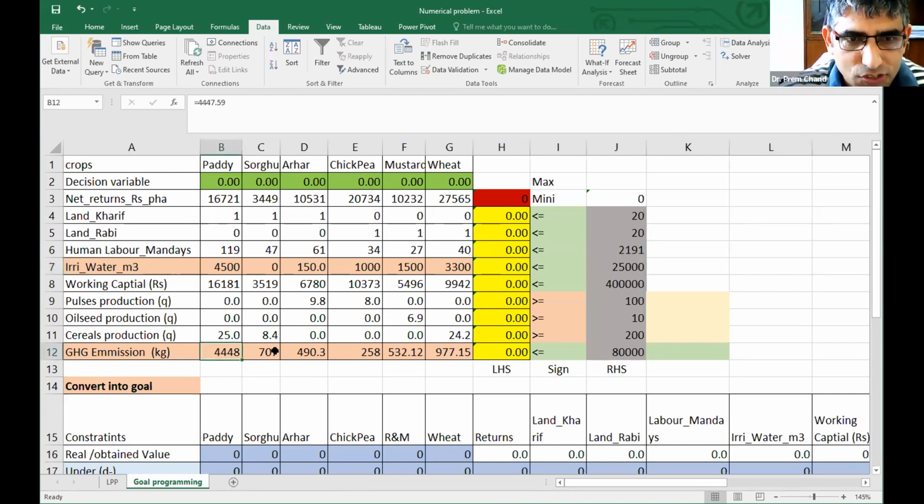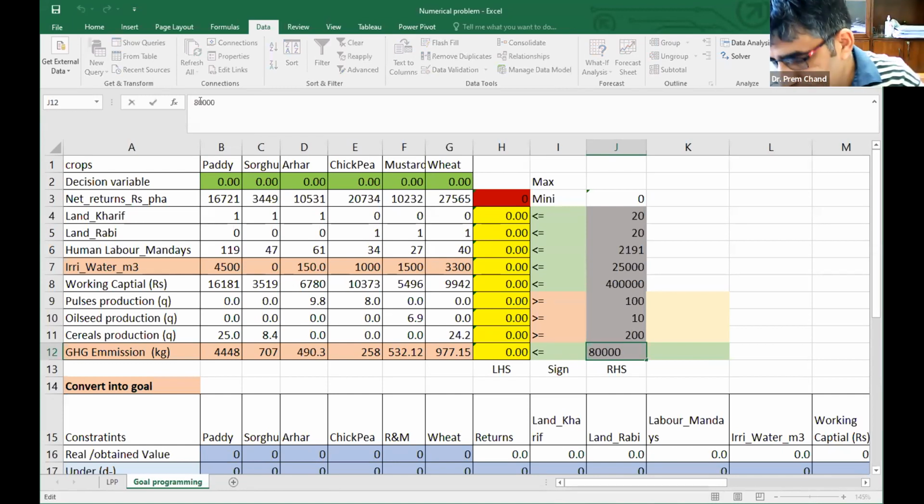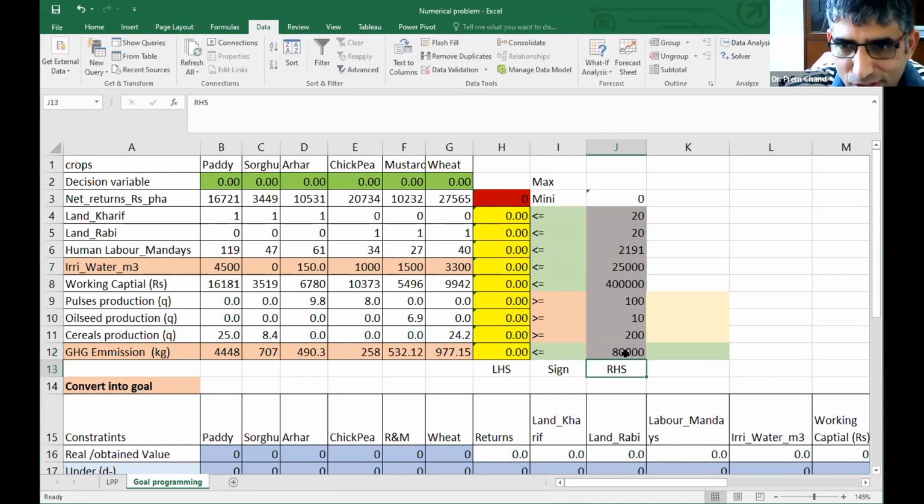Then I have added GHG emission, and I said that he has to limit his GHG production to 4 tons per hectare. That means 80 tons, sorry, 80 tons. Total GHG emission should be 80 tons.